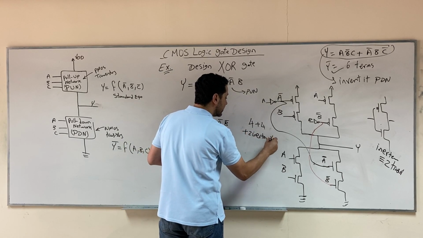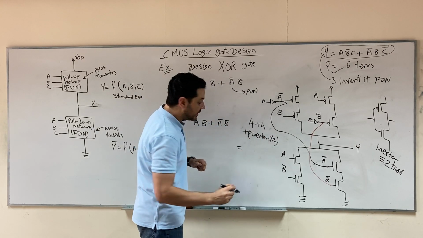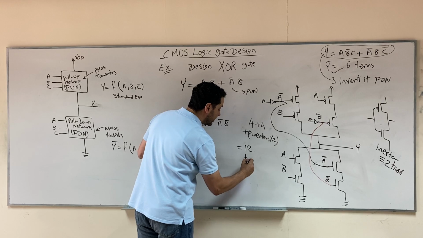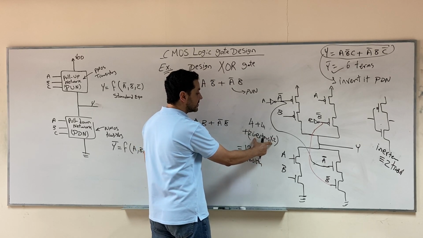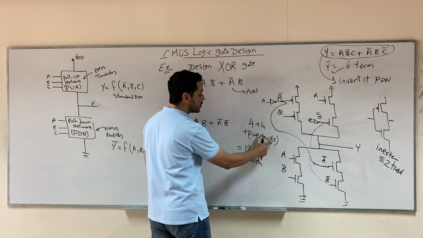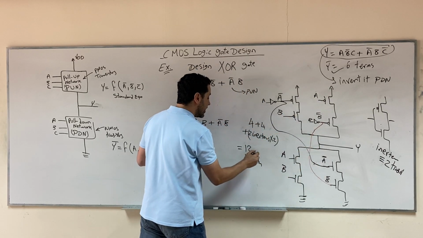Each inverter has 2 transistors. Then total you will need 12 transistors. So 2 inverters, each inverter has 2 transistors, so 4 transistors, plus 4 in the pull-up network, 4 in the pull-down network, so total 12 transistors.